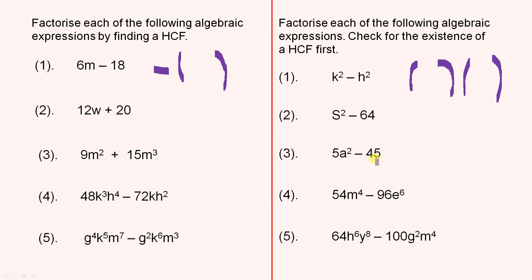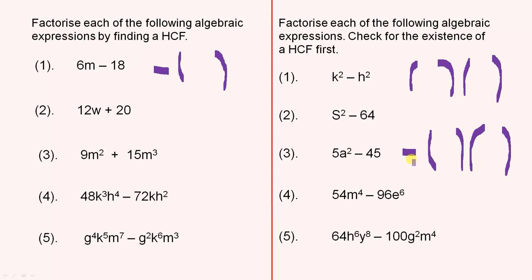For these last 3 here, I'll give you a hint. They also involve the difference of 2 squares. However, you have to find a HCF which goes outside the brackets, and then you have 2 brackets like that. So HCF, expression, and another expression.